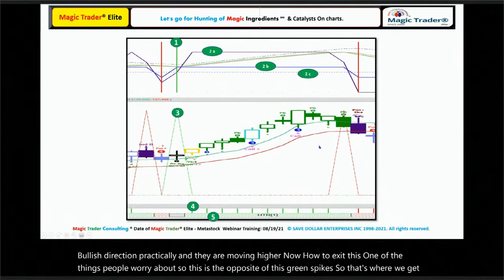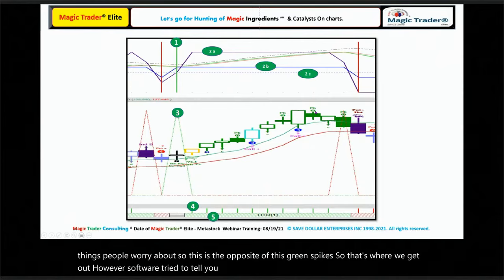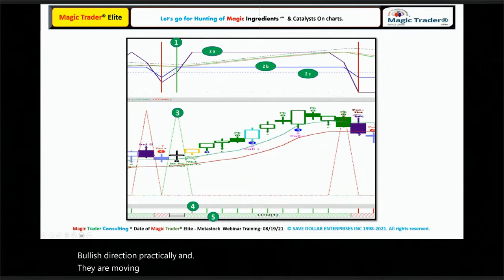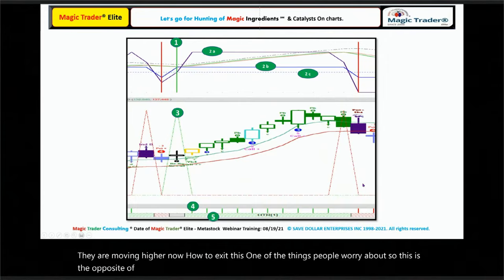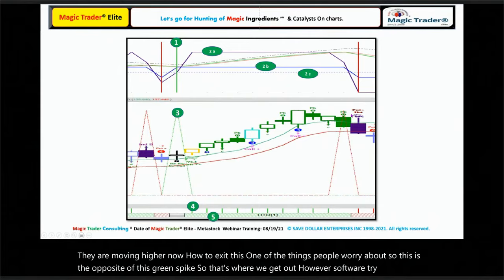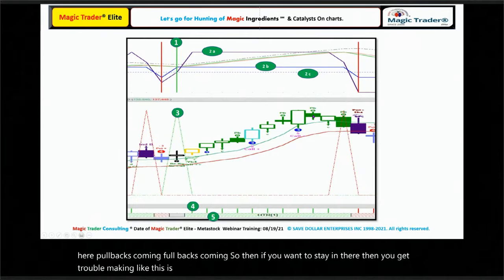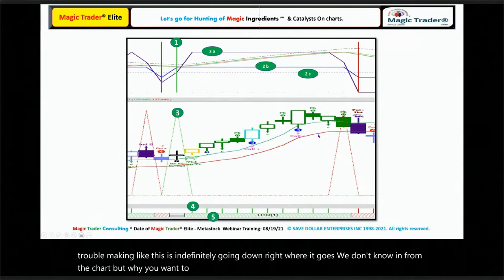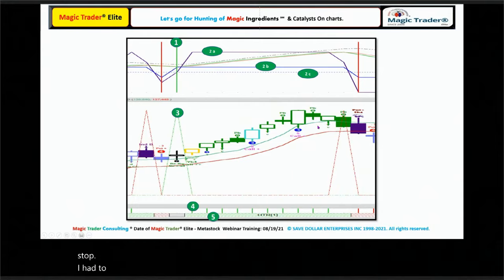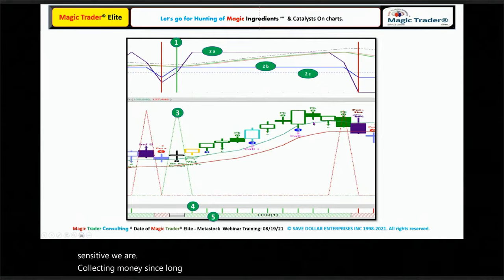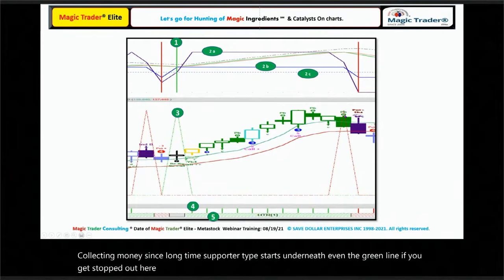However, the software tried to tell you here, pullback's coming. So then if you want to stay in there, you get into trouble. Like this is indefinitely going down, right? Where it goes, we don't know from the chart. But why do you want to stay until then? So you start taking your profit and put in a tight stop. Where to put this tight stop? You could put a tight stop here, or if you are really very sensitive, we have been collecting money for a long time, so put a tight stop underneath even the green line. If you get stopped out here, it's fine. We don't need to wait for here.